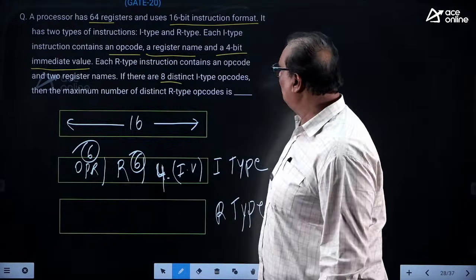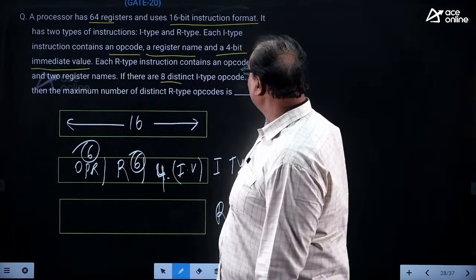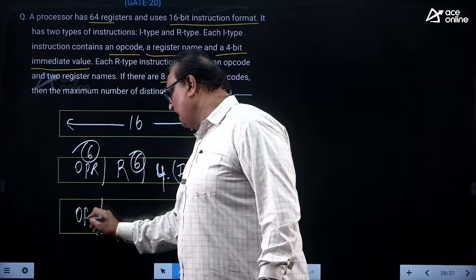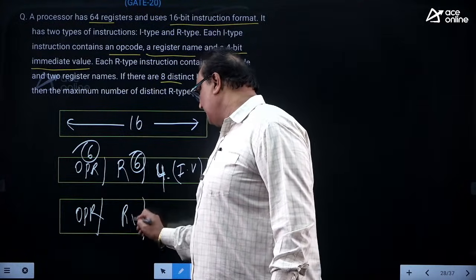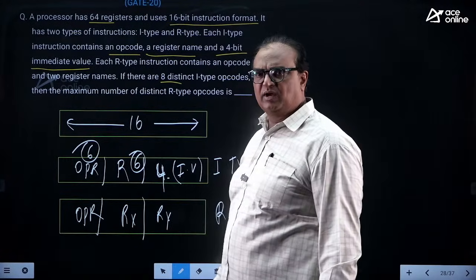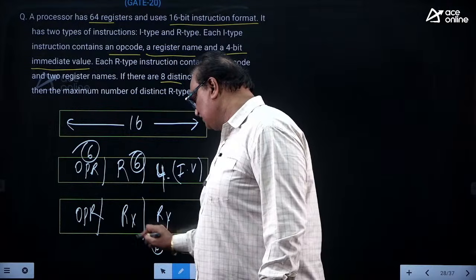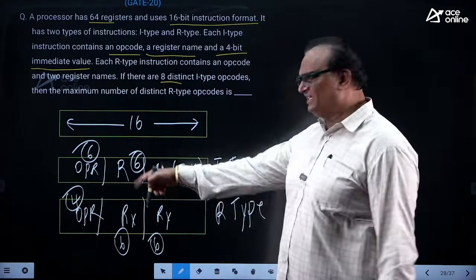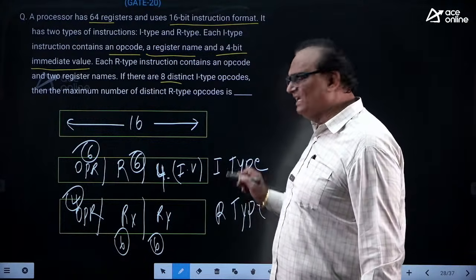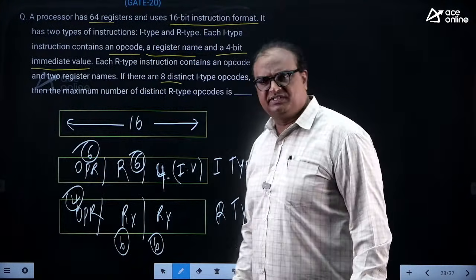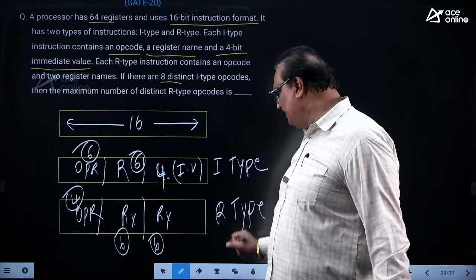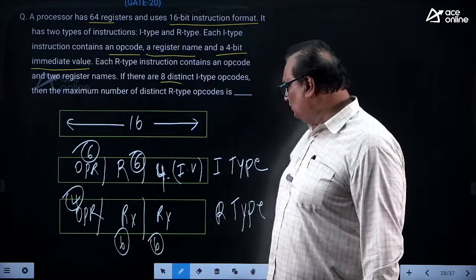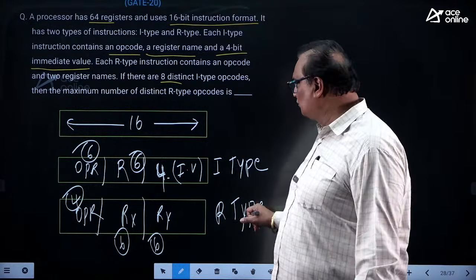If it is R type, each R type instruction contains an opcode and two register names, RX and RY. To select one of the 64 registers, we require 6 bits here and 6 bits here. Operation size is 4-bit. Here the maximum number of R type is 16, then you cannot formulate even a single I type. The maximum number of I type is 64, then you cannot formulate even a single R type. That's why some combinations are used for I type, and the remaining combinations are used for R type.